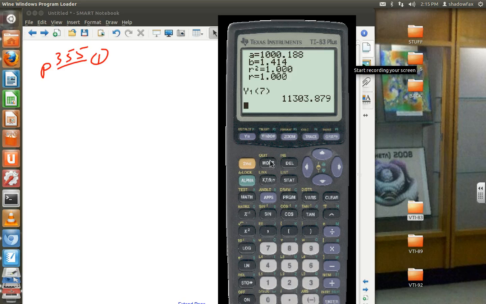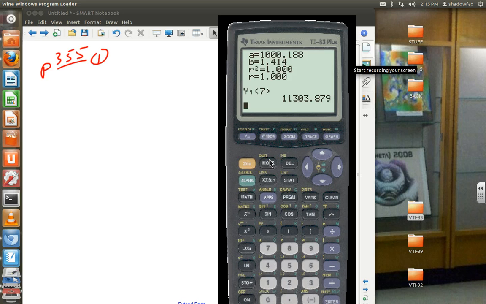Be careful, don't type this in, because if you type it in, it's rounded off. I didn't type this in. It typed it in for me, so this number is not really rounded off. There's still more decimals after the 188, and there's still more decimals after the 1.414. Yeah, I don't think so.